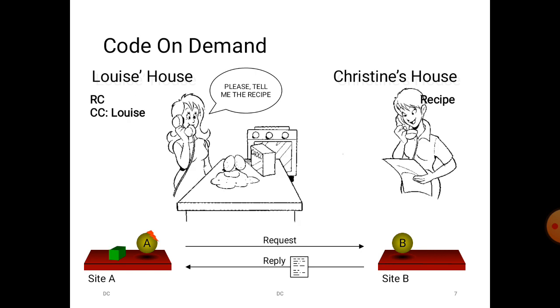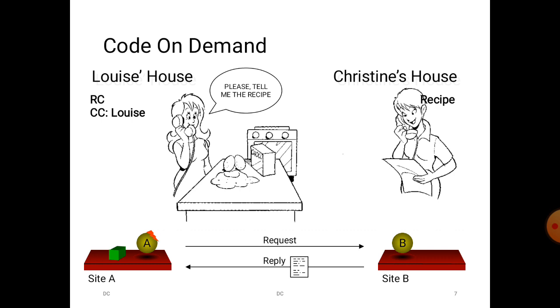Now we see code on demand. In case of code on demand, Lousy has everything. Lousy has the ingredients. Lousy has the resource, that is the oven. Now she just wants to know how to make a cake. So in that case, she contacts Christine. She asks Christine to send the recipe. So now the request is only about getting the code. So Christine sends a recipe, and based on that, everything is available in Lousy's house. She just makes the cake.